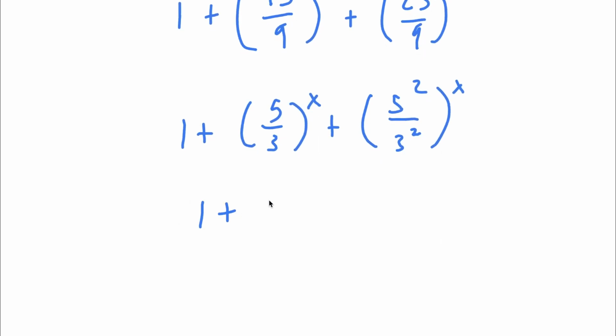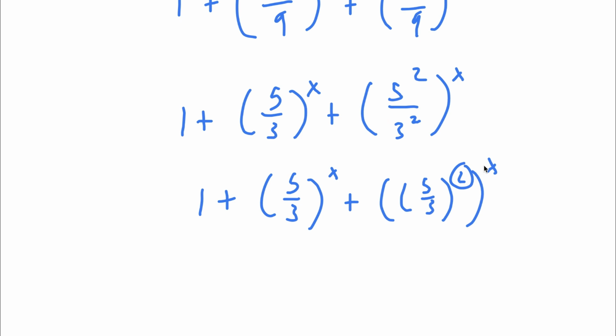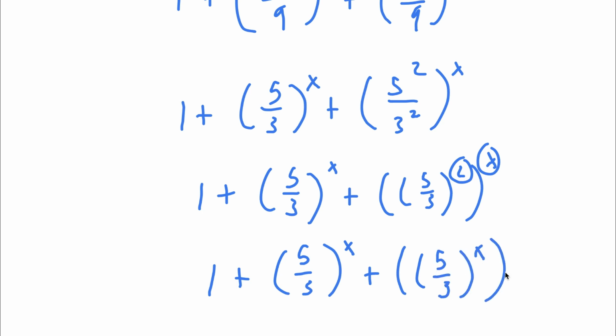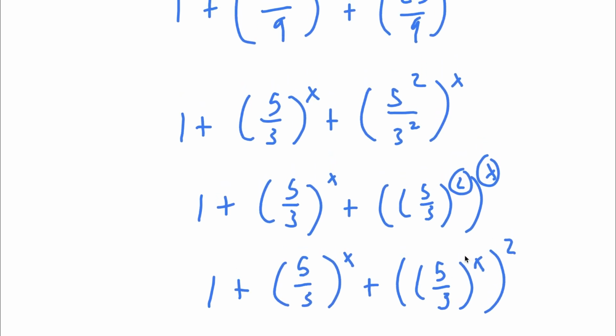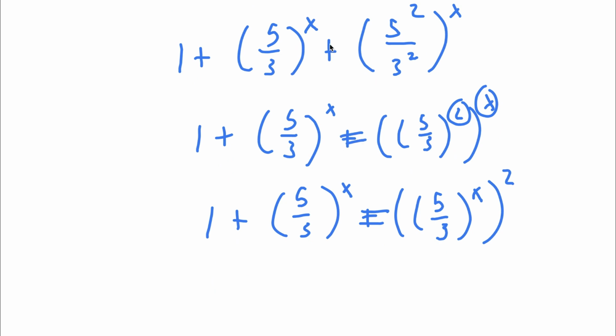Now, I can write 5 squared over 3 squared as 5 over 3 to the power of 2, to the power of x. And I can actually switch the places of these two. So now I'm going to have 1 plus 5 over 3 to the power of x is equal to 5 over 3 to the power of x to the power of 2. Sorry, this is an equal sign, not a plus sign.